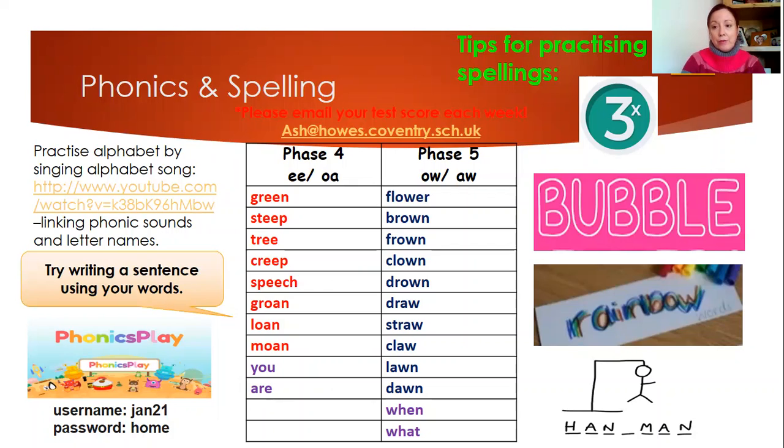Don't forget that by Friday you need to have done a spelling test at home, and then you can email those scores to me at the class email address, ash@house.coventry.sch.uk.